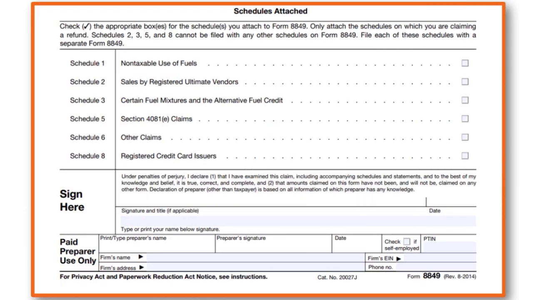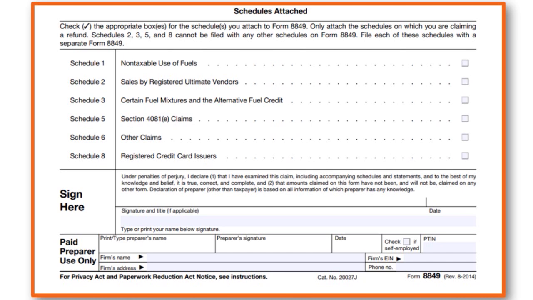The second screenshot I want you to pay attention to relates to the schedules attached. You can see on the screen here: Schedule 1, nontaxable use of fuels. Schedule 2, sales by registered ultimate vendors. Schedule 3, certain fuel mixtures and the alternative fuel credit, the AFC. Schedule 5, Section 4081(e) claims. This is particularly related to certain industries.